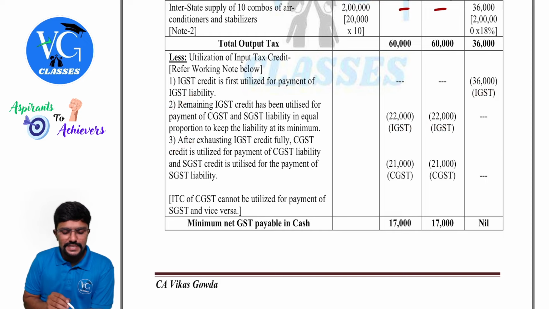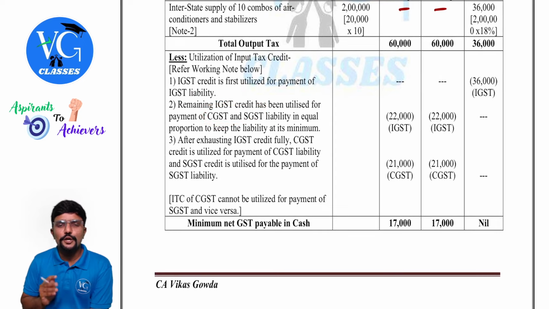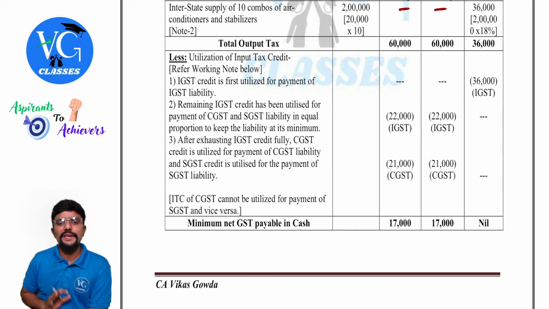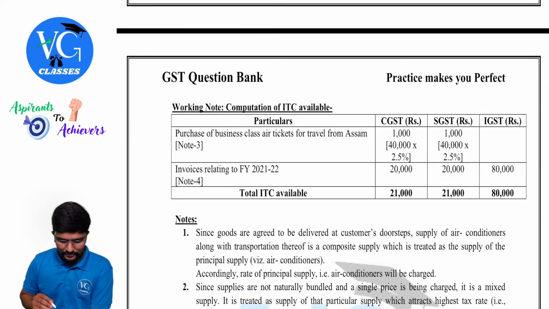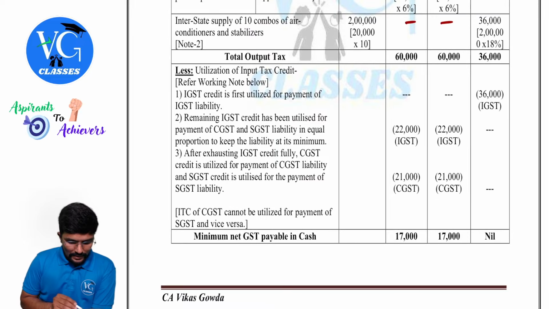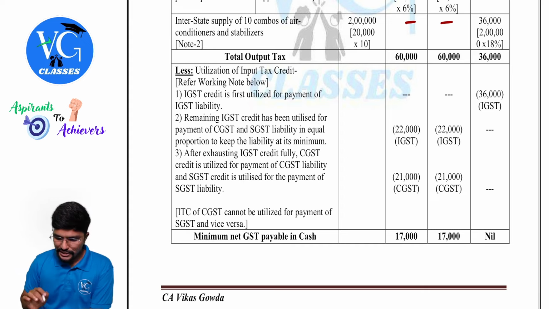Okay. The remaining IGST credit, we are adjusting equally against CGST and SGST liability in order to keep the payment of GST at minimum, guys. Here we can decide at any proportion, but I am doing it equally in order to keep the payment minimum. Then we are adjusting CGST. CGST, how much credit do we have? 21,000. So after exhausting IGST credit fully, CGST credit is utilized for payment of CGST liability and SGST credit is utilized for the payment of SGST liability.